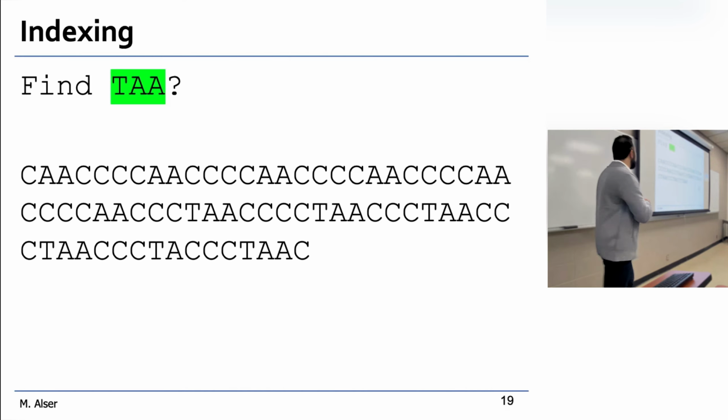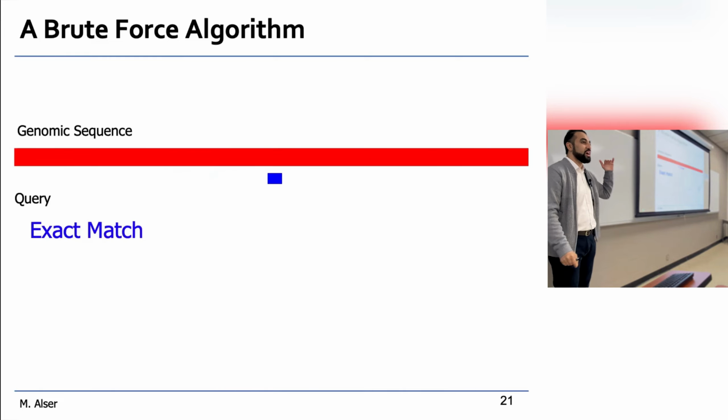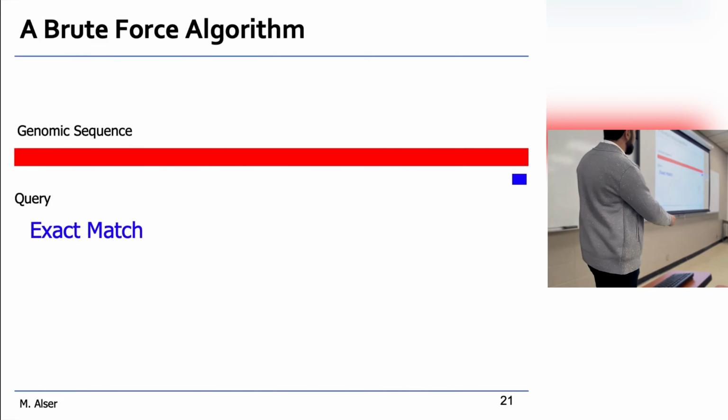So imagine I give you thousands of queries. How many times do you go over the same file? It's too much, right? And that's what we would do. You would scan that reference genome sequentially, looking for that query, assuming this is the query and this is the sequence that you are looking inside. Now, computationally, how expensive is this?